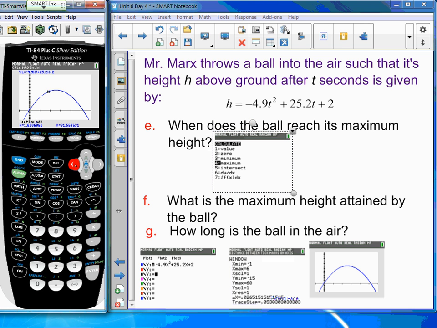Left bound means go to the left. Everybody do it. Go to the left of where you think it occurs. Enter. Right bound means go to the right of where you think it occurs. Everybody do it. You're going to show your partner that you get the word maximum. Enter. Go back to get a guess. Enter. And when your calculator says maximum, show your partner that your calculator says maximum. If it doesn't say it, then help them get it. So everybody needs to be able to get second calculate, maximum. Show me you can get it.